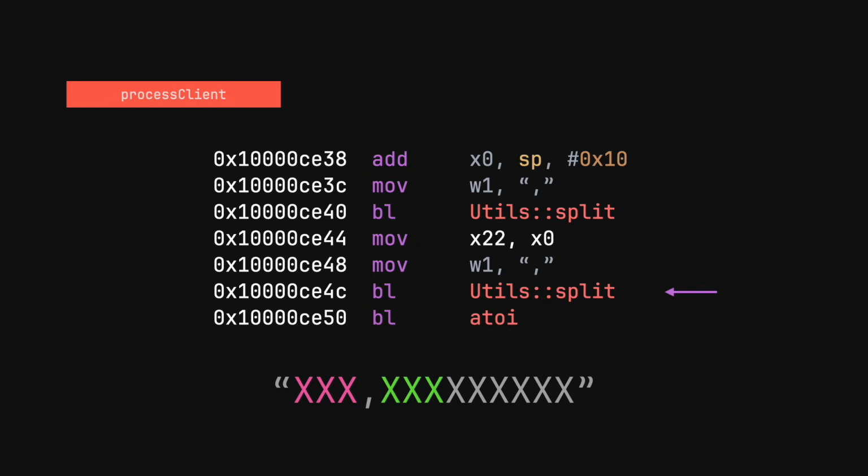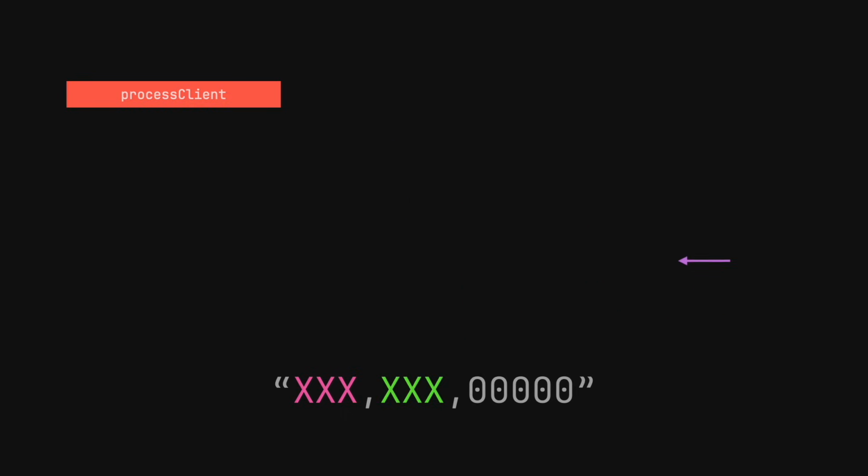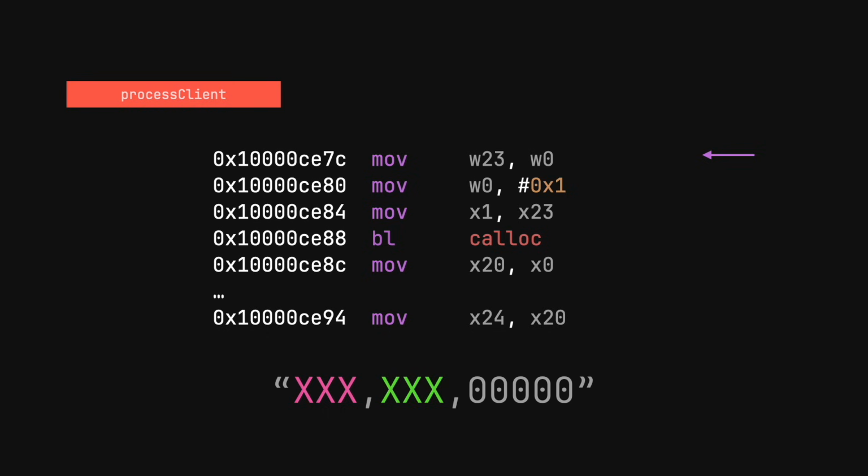Now we have a better idea about the shape of the command. The split function returns the remaining part of the string. This last part is passed to the atoi function, so we can deduce that the last part of the command is a number. Now the return value of atoi will be stored in register 23 and then passed as second argument. The integer 1 is passed as first argument. Then the calloc function is called, which means that the last part of the command is in fact the size of a buffer. We will update the fake representation with the value 128.